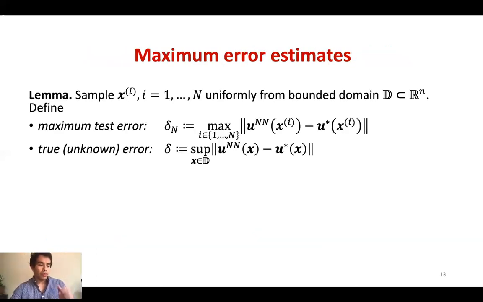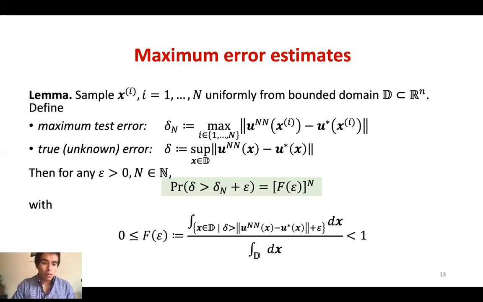Let's say we sample a bunch of points indexed by i uniformly from some domain D. And we'll take the maximum error of those. We'll call this our maximum test error and call it delta_N. And what we're trying to approximate is the true unknown error delta, which we can think of as the maximum over the neural network control, the optimal control, as continuous functions. And what you can see is because of this uniform sampling and some continuity, the maximum test error converges in probability to the true unknown error.